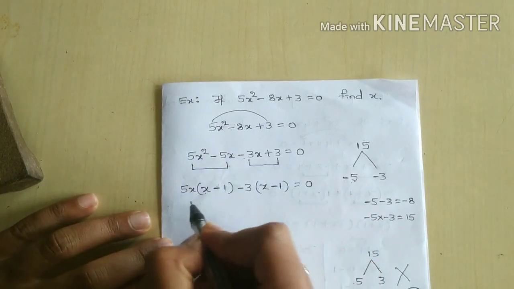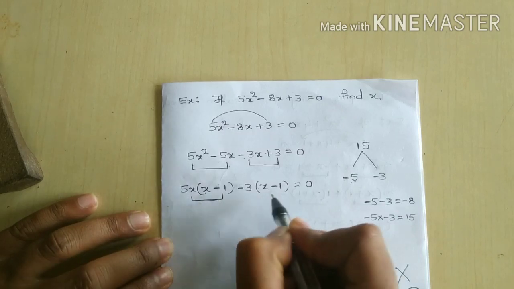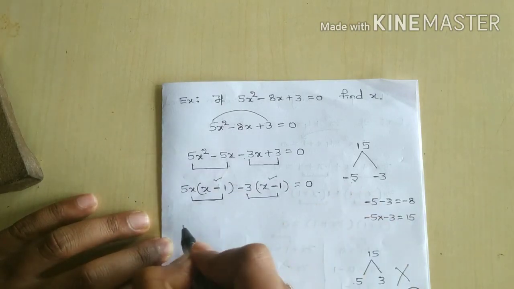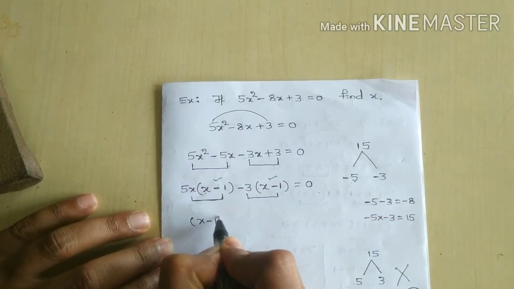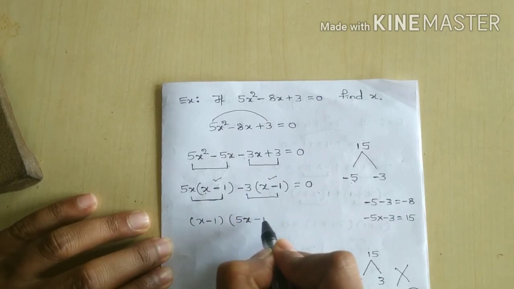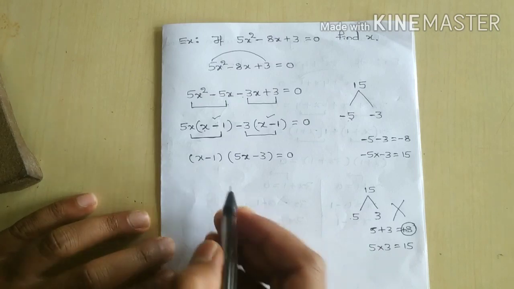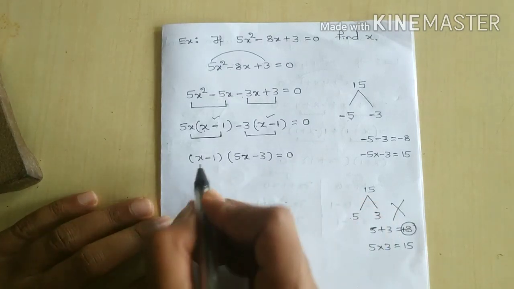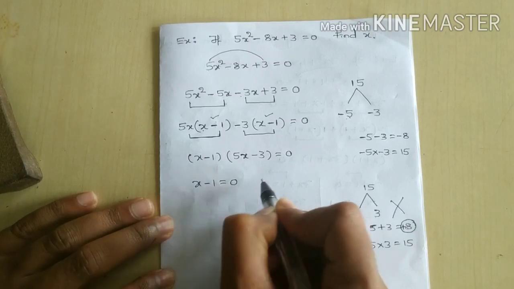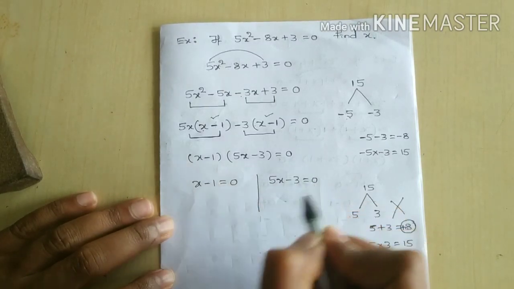Now see, you got two terms, first one, second one. Which value is common? x minus 1. So if I take x minus 1 outside, what is the remaining value here? 5x minus 3 equals 0. Next, now you need the x value, therefore compare with 0. x minus 1 equals 0. Next, 5x minus 3 equals 0.